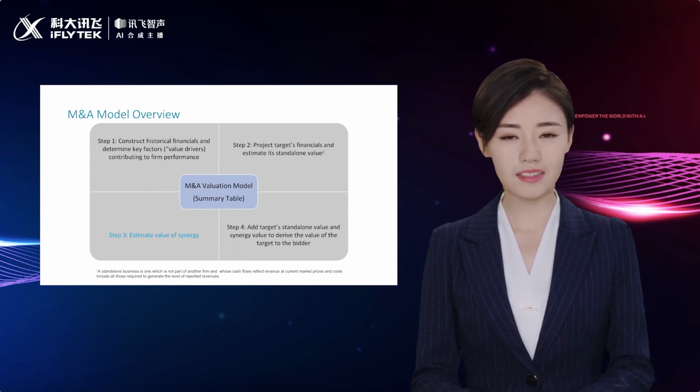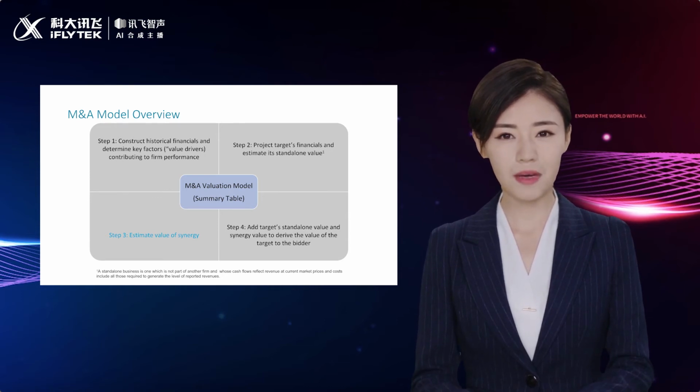And then you project the financials of the target company on a standalone basis. Without the merger, if the target operated by itself, what would be the future cash flows? And then you also see the synergy value from the merger, which is separately calculated, and then you add number 2 and number 3, the standalone value of the target and the synergy, to get the target's value to the bidder, okay?